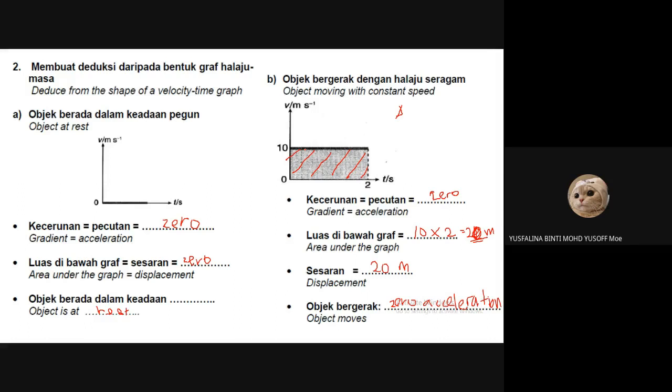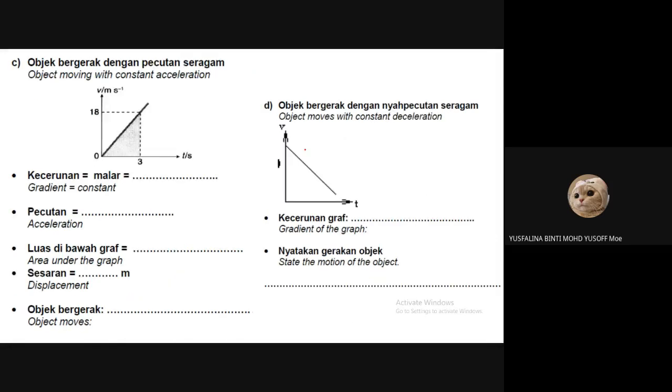So if they give you a graph of displacement against time, you should describe the velocity. If they give you velocity against time, the answer should describe acceleration. I hope you are clear about that. So how about this one?